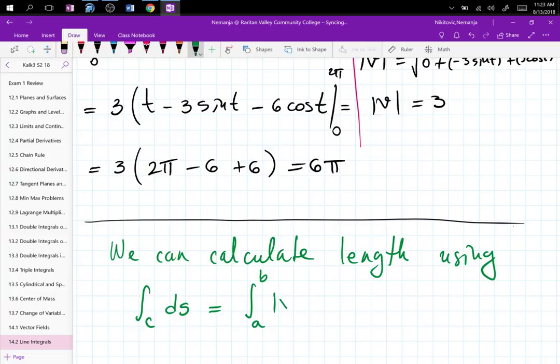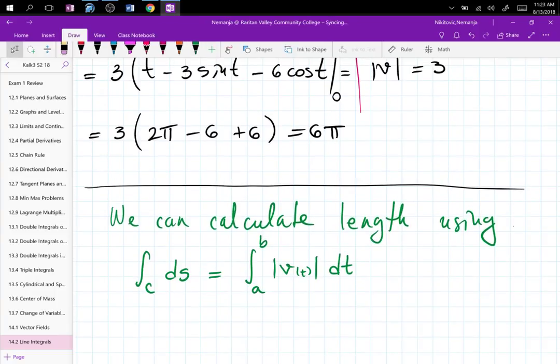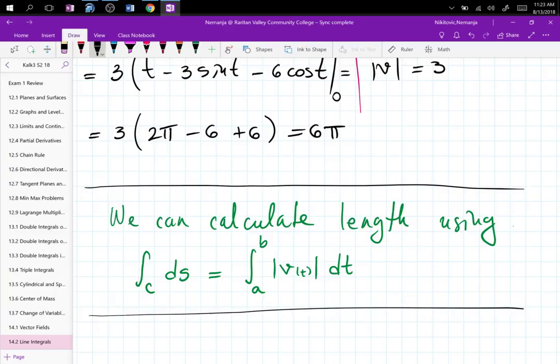you just have the velocity vector in terms of t, dt. So to calculate the length, if you have this wavy line of the curtain on the bottom, you can calculate the length of that line. If you calculate the line integral with the function, you are calculating the area of the curtain. If you kick the function out, you are calculating the length of the line on the bottom of the curtain.